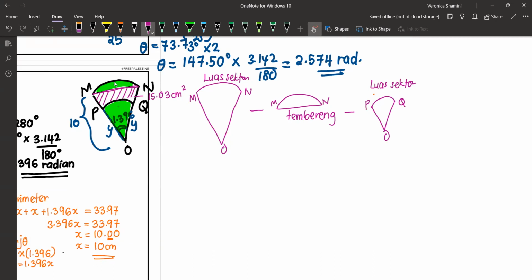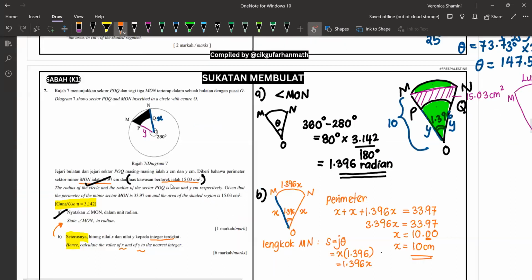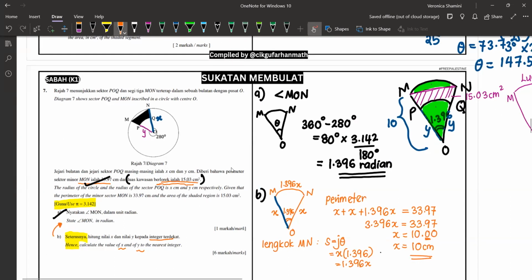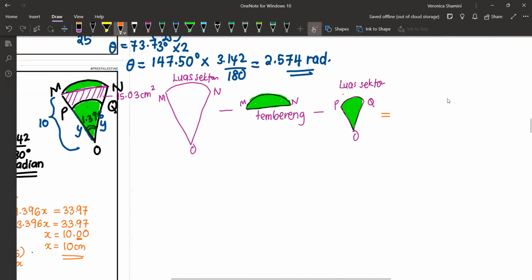Okay, so luas sektor MON, tolak tembereng, tolak the green. That means this both the green. Take note, teacher taking the whole thing. I minus both the green color area. So bila dah tolak, I will automatically get the one shaded one tu. So jawapan dia semua kena dapat berapa? Kawasan berlorek 15.03. So dekat sini, teacher tulis 15.03. So this is the answer yang kita kena dapat lah. Okay, this is the answer we should get.